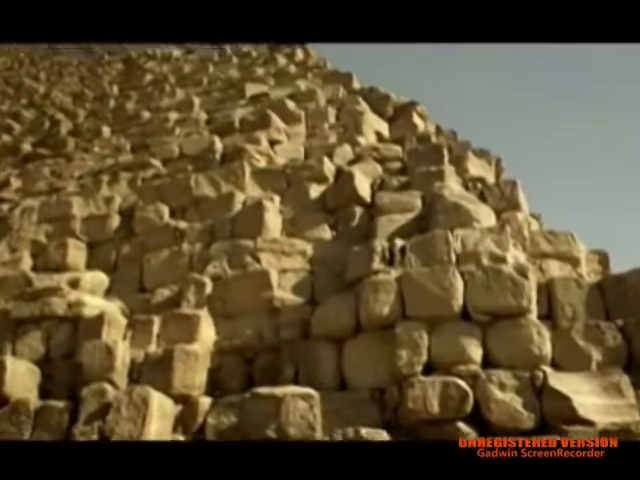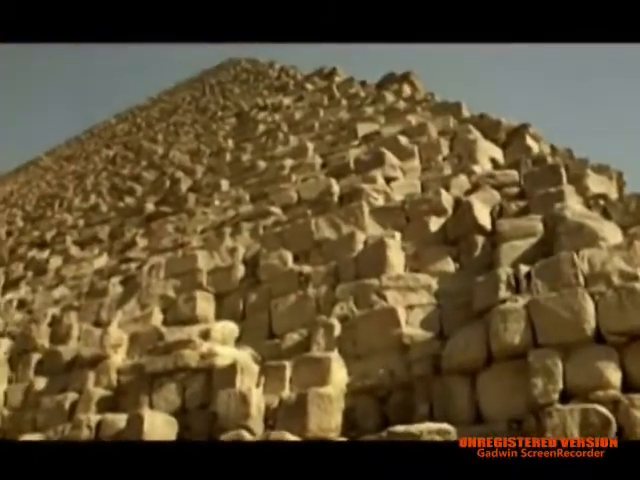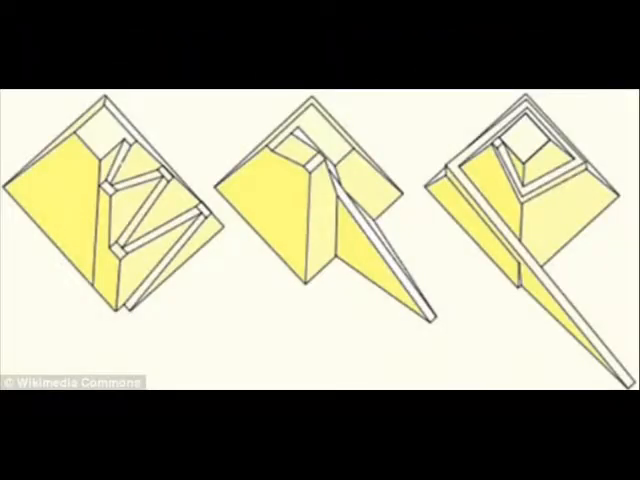Given 2.3 million stones weighing on average 2.5 tons each, it is estimated that one stone would have been put in place every 2 minutes. This includes all the time needed to perfectly cut the rocks, have them transported miles across the desert, haul them up the ramp of the pyramid, and then lay them perfectly in place. It's very hard to believe that primitive human beings did all of this.